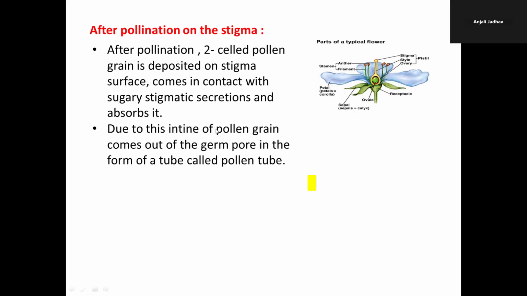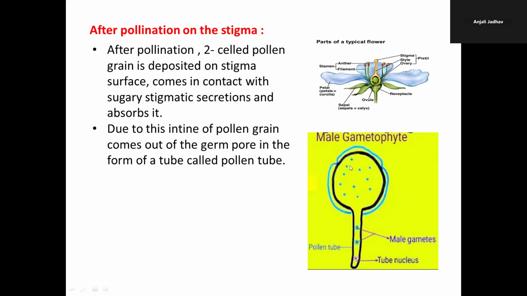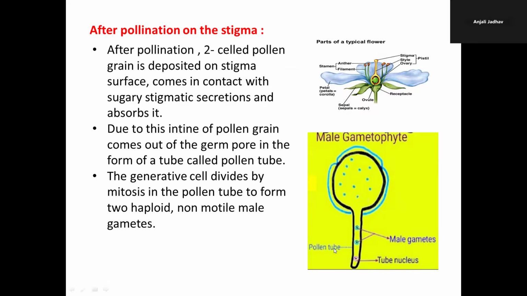The intine of the pollen grain comes out of the germ pore. See here, 1, 2, and the third germ pore through which the intine comes out. This is intine. This comes out through the germ pore in the form of a tube, which is called pollen tube. Generative cell divides by mitosis and forms two haploid male gametes, which are non-motile.